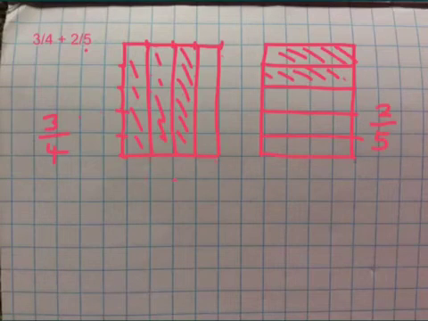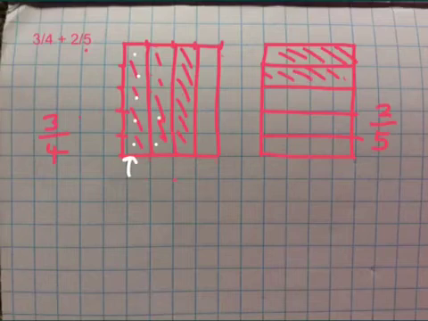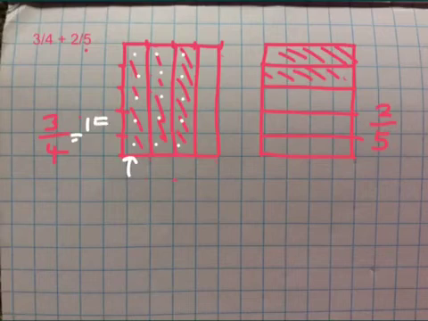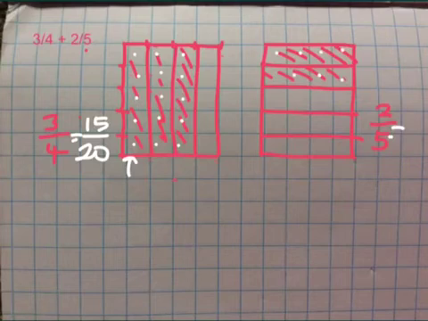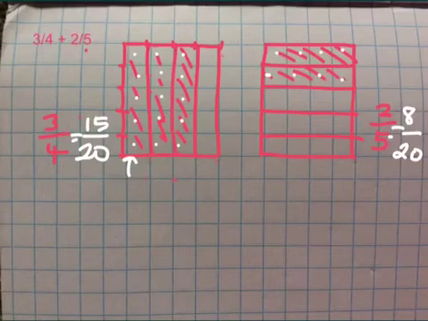Now, how big is one of these little blocks? In this case, we have 1, 2, 3, 4, 5, 6, 7, 8, 9, 10, 11, 12, 13, 14, 15. We have 15 blocks out of a total of 20 blocks. And here we have 1, 2, 3, 4, 5, 6, 7, 8. So we have 8 blocks out of a total 20 blocks. And what you can see is that we've written an equivalent fraction.